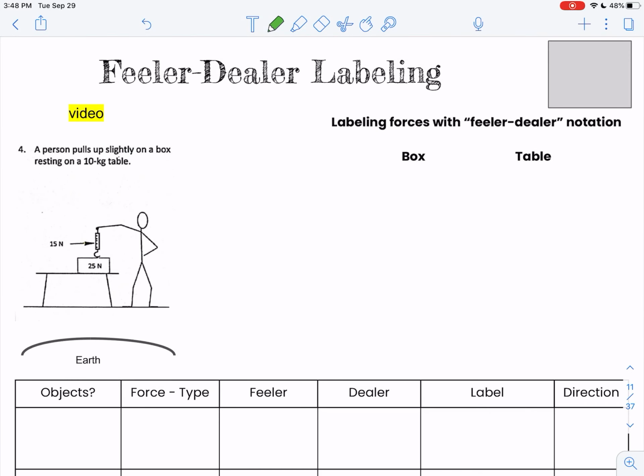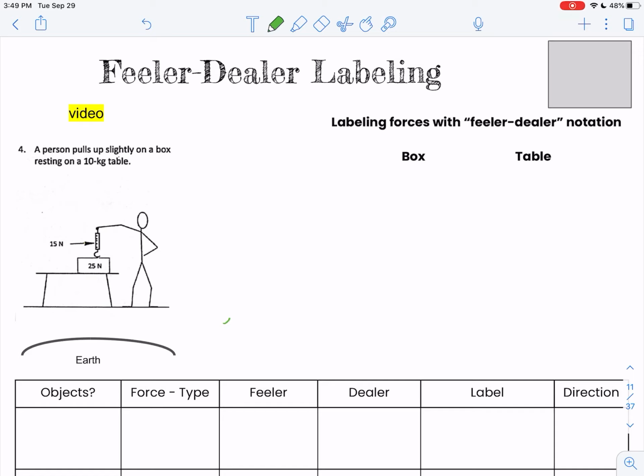All right, so here's how we are going to create force diagrams, or what are more often called free body diagrams in upper level physics. First, let's look at our person. All right, so let's draw the interaction diagram.